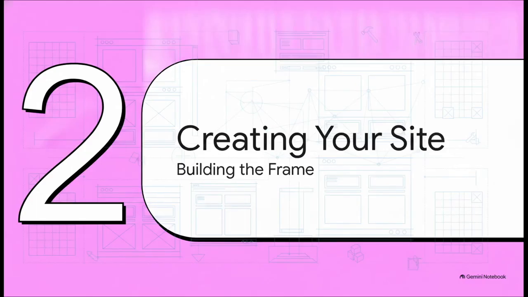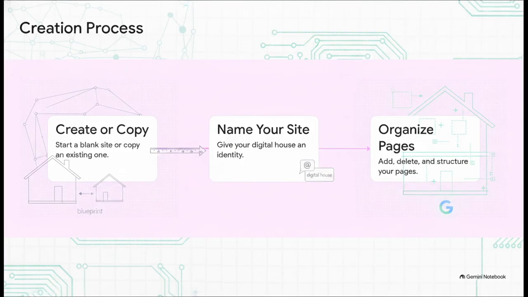Moving right along to phase 2, creating your site, building the frame. The creation process here is just highly logical. According to Google, it basically boils down to 3 steps. 1, you spin up a blank site or copy an existing template. 2, give it an identity by naming it. And 3, establish your structure by adding, deleting, and organizing your pages. It's exactly that simple. You're essentially just framing your digital house, setting up the rooms before you start decorating.